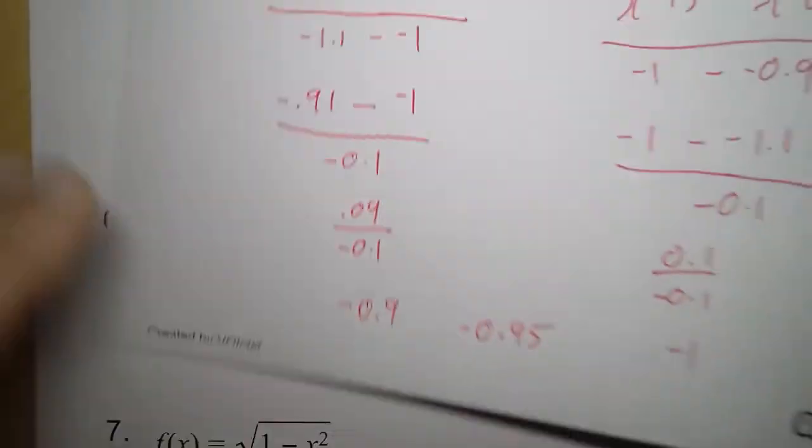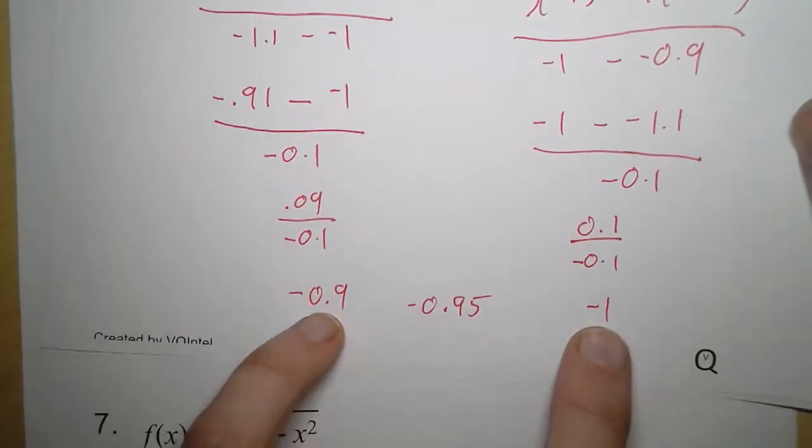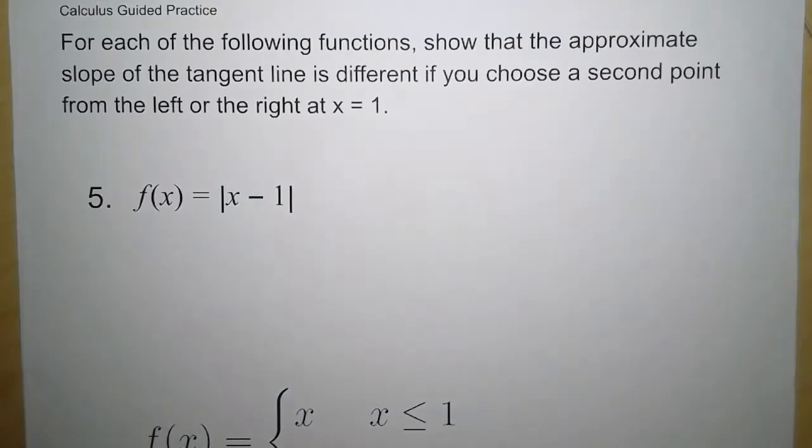Now, this works when you have functions that are continuous and, as we call, differentiable. These two slopes should match. But here on the next set, you're going to find that they're not differentiable. And this is why we always find the slopes from the left and from the right.